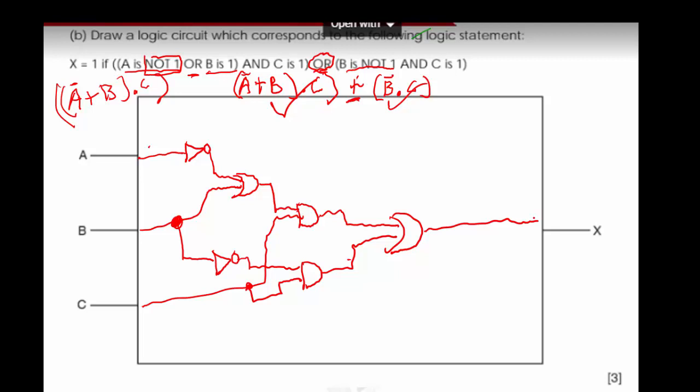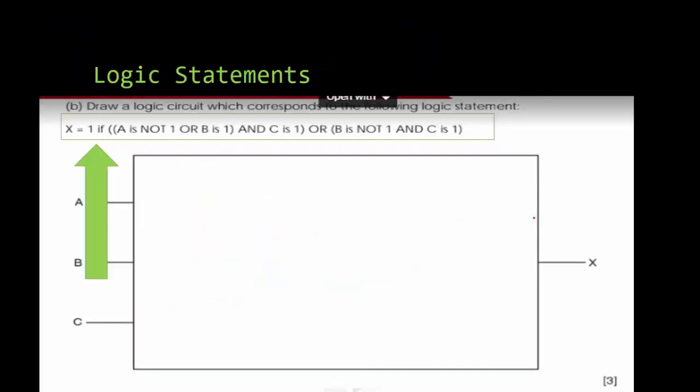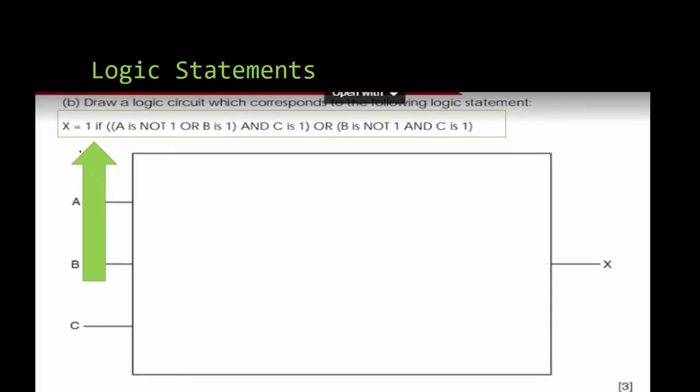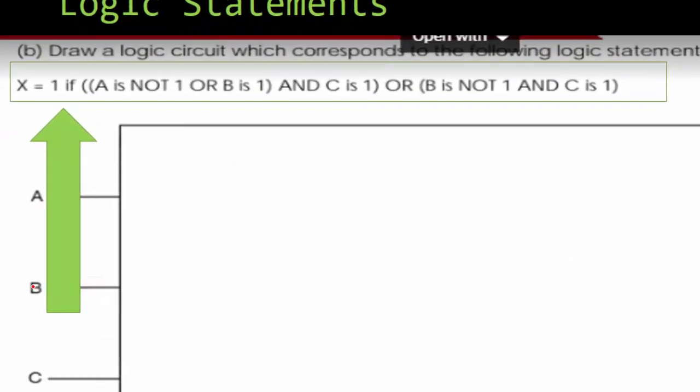Now, most of the time when you draw a logic circuit, you're going to need to also fill out a truth table. So, you also may have to make a logic statement. This right here is a logic statement, what I have outlined in green. So basically you're going to say X, or our output, is 1 if, and then you use words instead of symbols. We talked about those Boolean expressions.